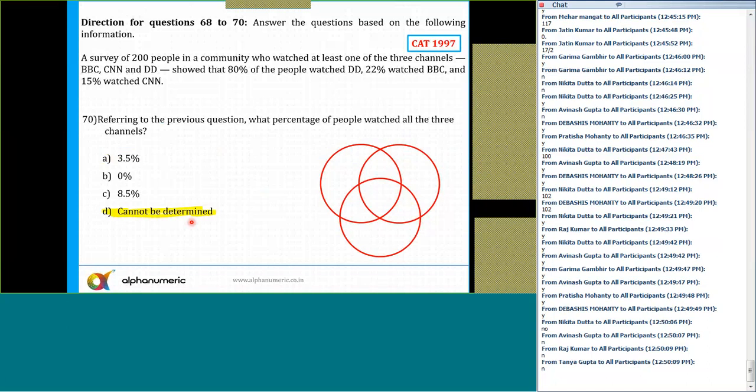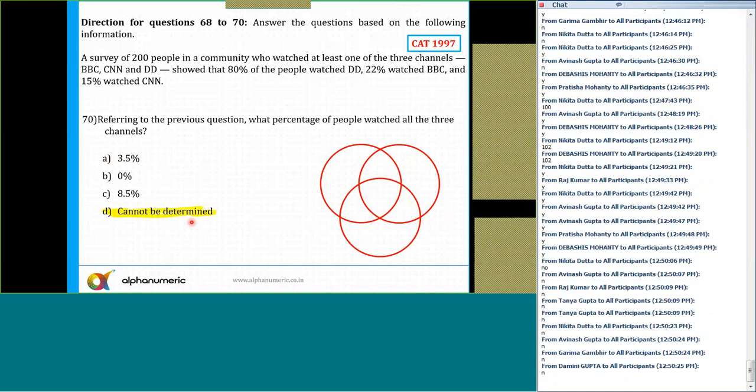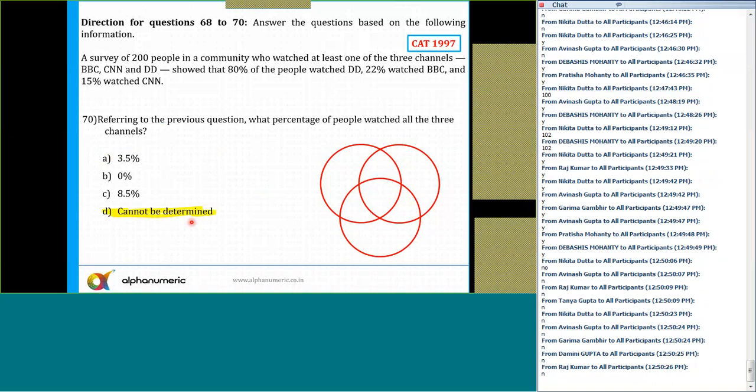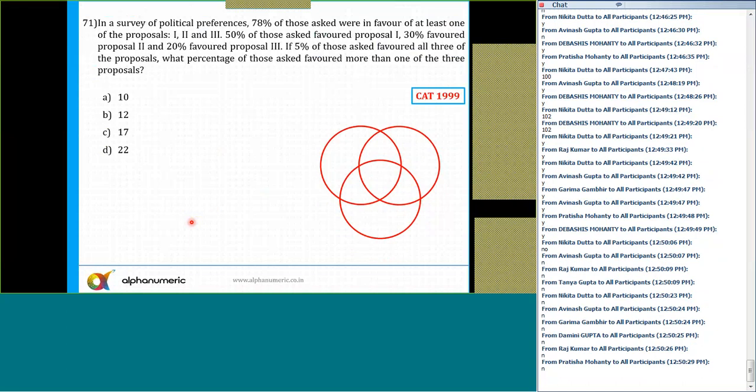Any doubts to anyone? All right, so let's move to the next slide then. Question number 71, which was asking CAT 99. So what is the answer for this question? Please tell me.